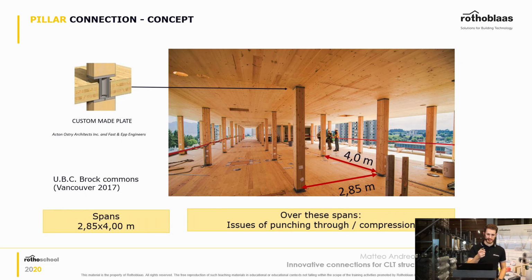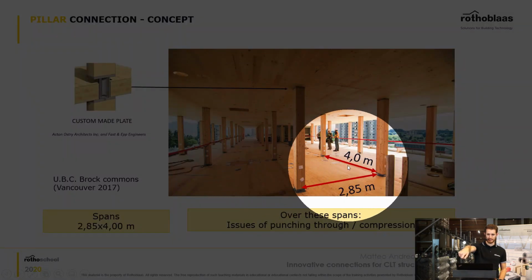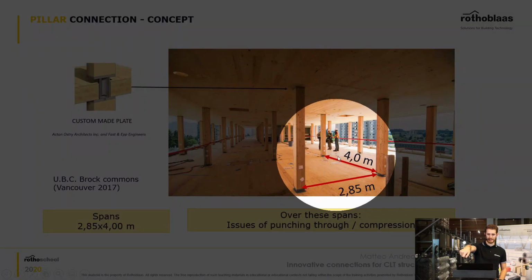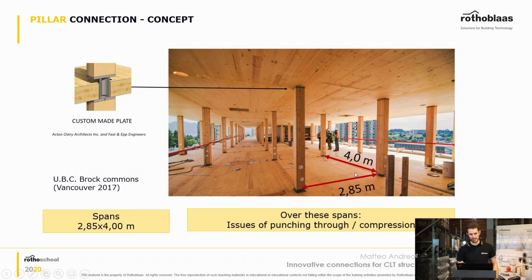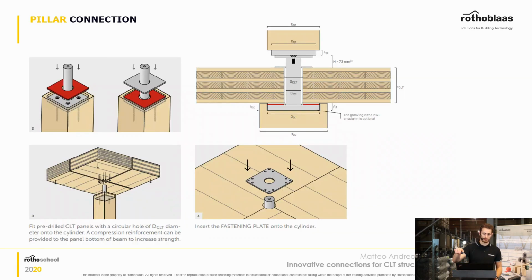And by the way, let's have a look at the spans that you had here. For example, in the Brock Commons, 4 meters by 2.85 meters, and as we saw before, with these innovative products, since they are very well engineered and tested, you can achieve bigger spans as well, which can be useful for offices and other buildings.